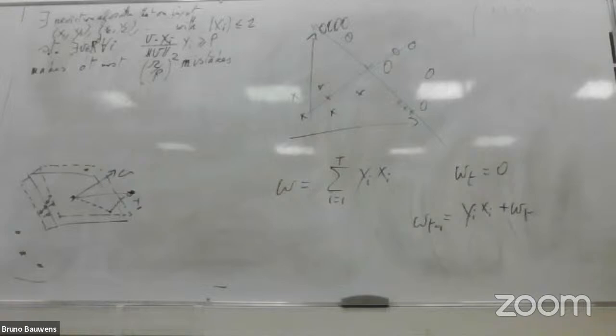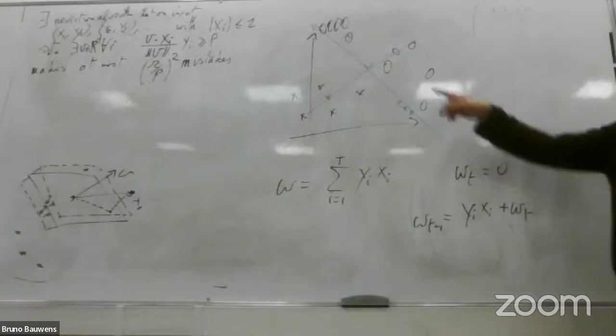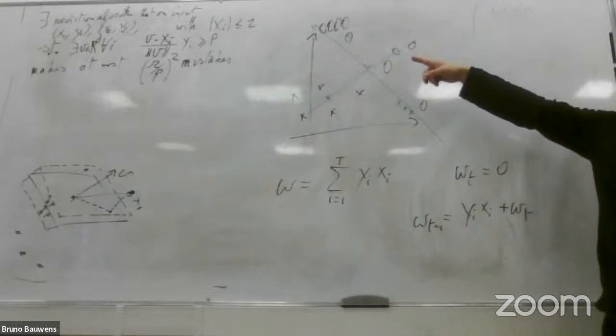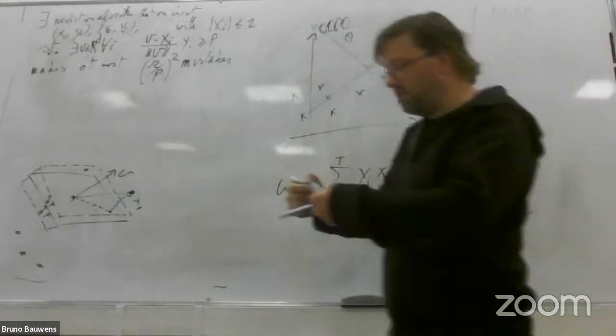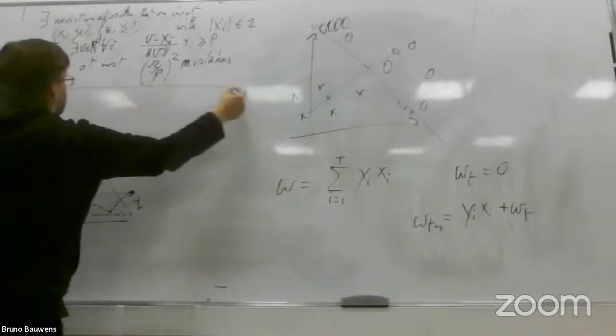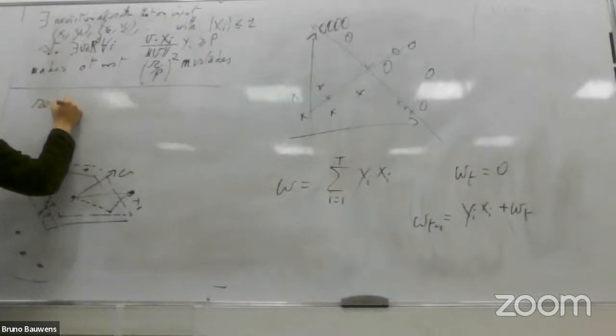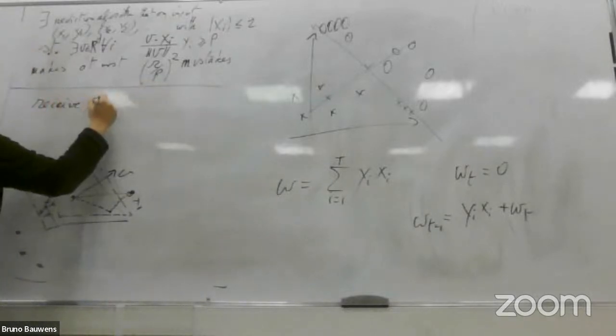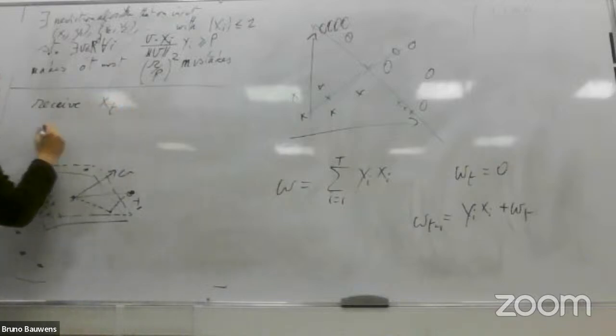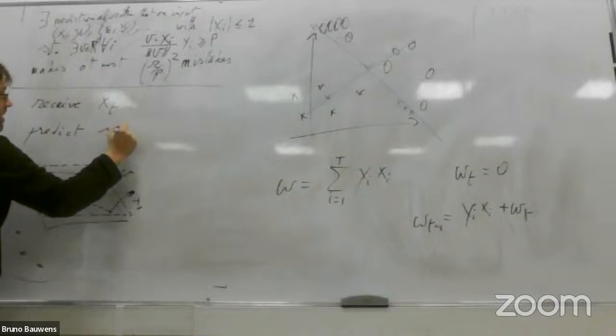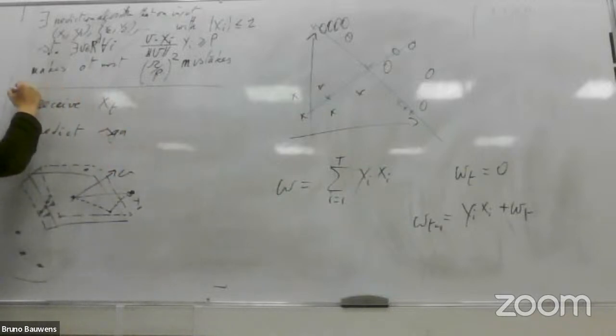So that is his prediction strategy, and that's the strategy that works for this bound. Let me write it in full detail. We receive xt in round t, and we predict the sign.